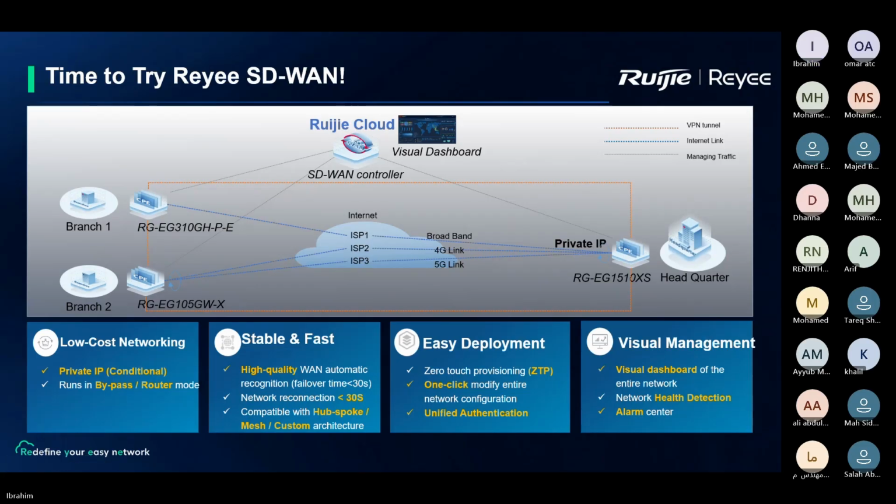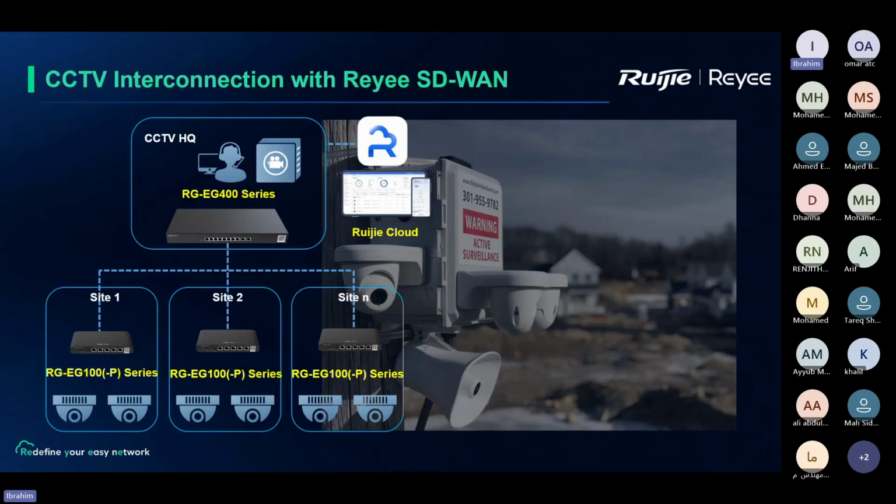Also, we are focusing on low-cost networking and easy deployment. We will see today how to do zero-touch provisioning and how to do visual management through Ruijie Cloud. We also have alarms. For example, if one link's latency is high, it will give you an alarm that this link may be abnormal. So this is all we will see together today.